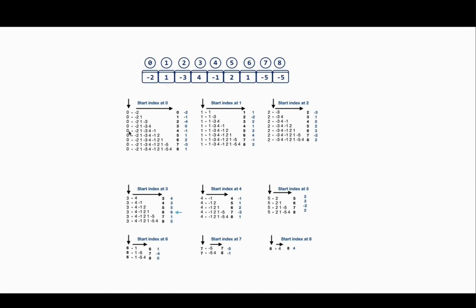When start index is 0 and end index is 0, one element is present, so to calculate the sum it takes one operation. For the next subarray, start index 0 and end index 1, two elements are there, so it takes two operations. Like this way, to generate the subarrays for start index 0 and calculate the sums, it takes O of n square time complexity.